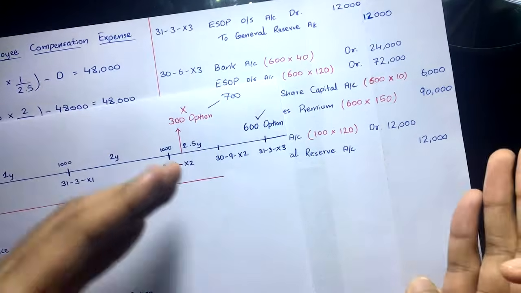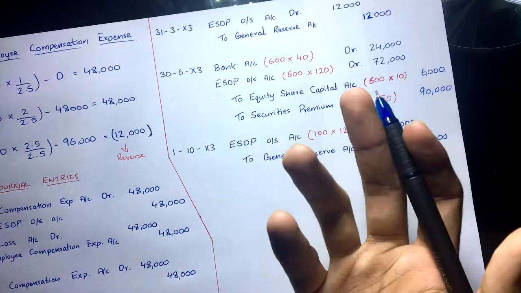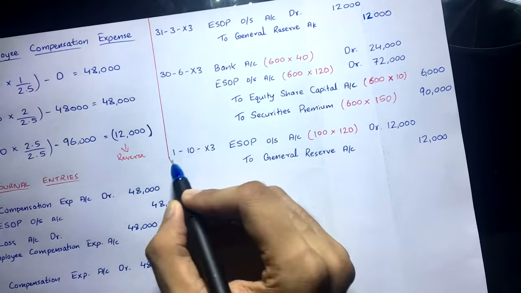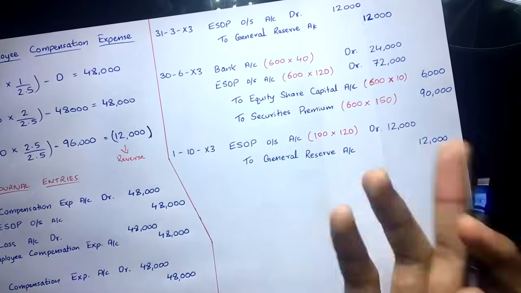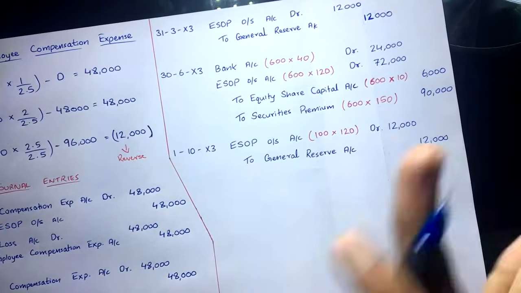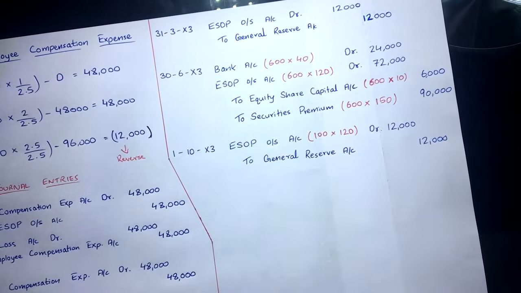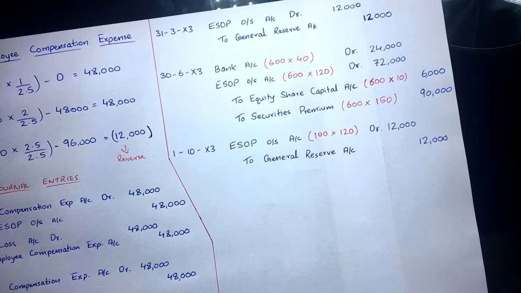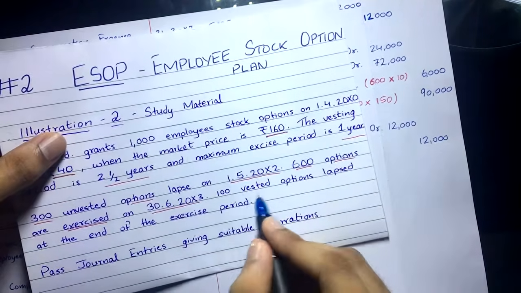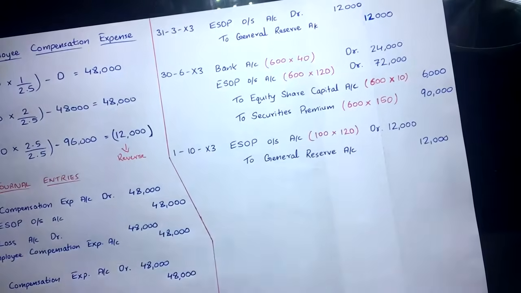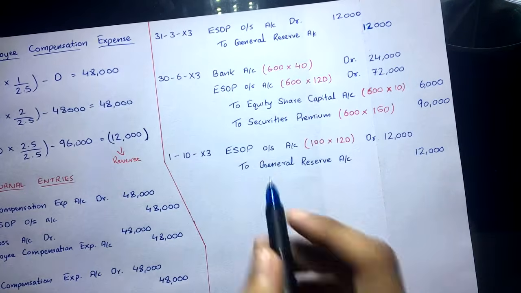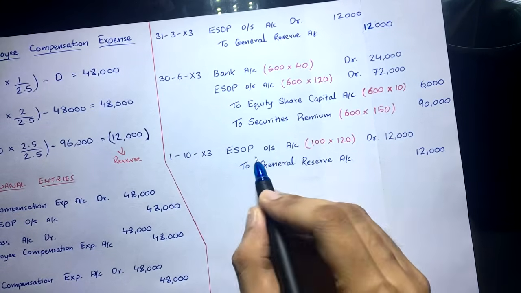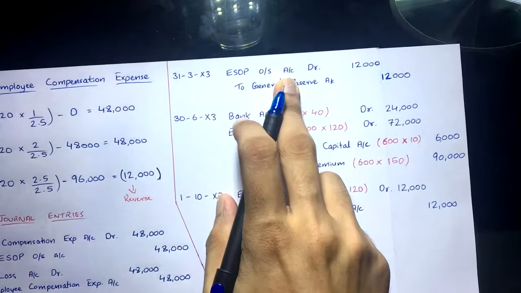Whatever period comes after this, what will it be? That will be your lapse period, in which your options will lapse. So 1st October X3 in the next year, that's the end of the exercise period. So on that day you will pass the entry that the options which have lapsed, as said in the question, that 100 options have been lapsed, vested options have been lapsed. So you have to cancel that liability for those 100 options that you have been making at the end of every year.